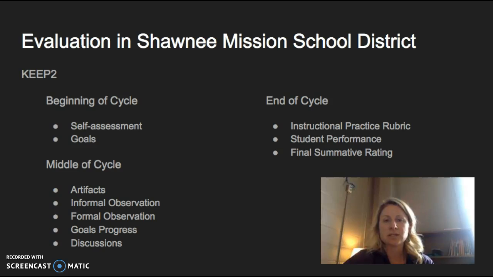So there are actually places within this portfolio system where they can have back and forth discussions and comments between the evaluator and the teacher, and the teacher does have a voice in that. And then towards the end of the cycle, there is an instructional practice rubric that they'll go over, and then measures of student performance and final summative ratings.